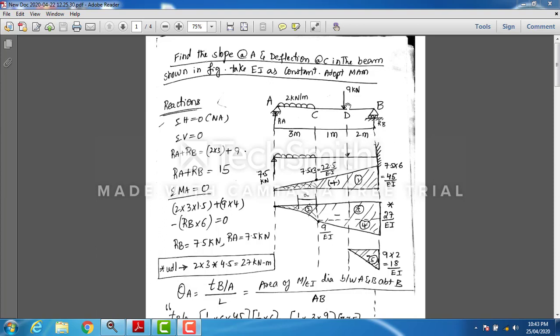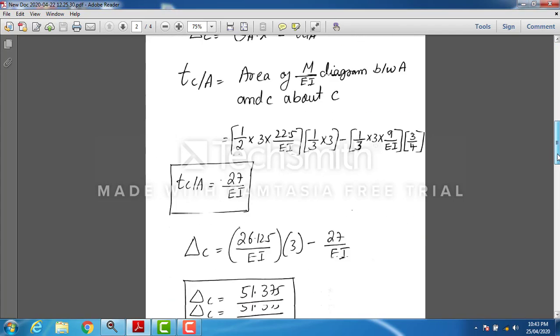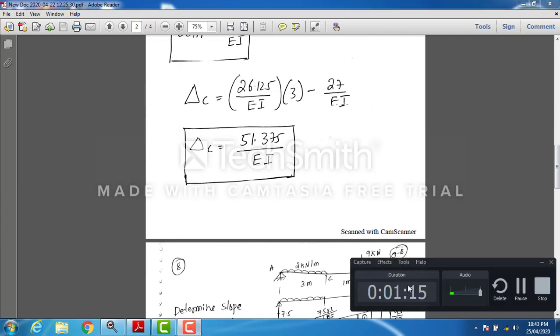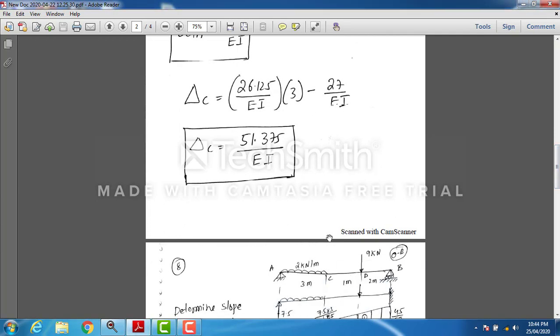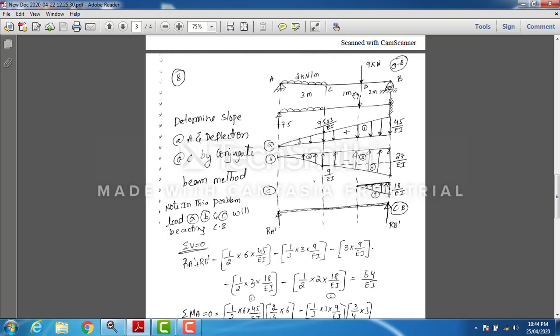Here you can see we have converted this simply supported beam into a cantilever beam. This cantilever beam carries 3 loads. For 3 loads we have drawn 3 M by EI diagrams. So up to drawing the M by EI diagram, the procedure remains the same.